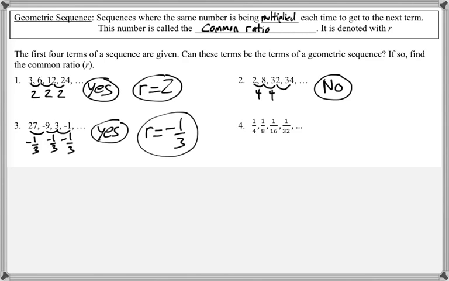On question number 4, to get from 1/4 to 1/8, I'm multiplying by 1/2. To get from 1/8 to 1/16, I'm multiplying by 1/2. And then the same thing for 1/16 to 1/32. So yes, this is geometric, and my r is 1/2.